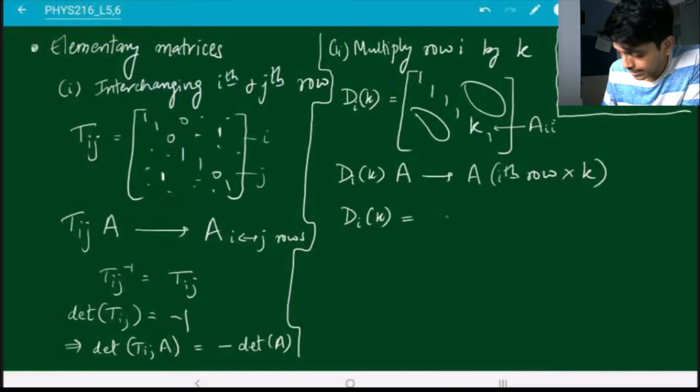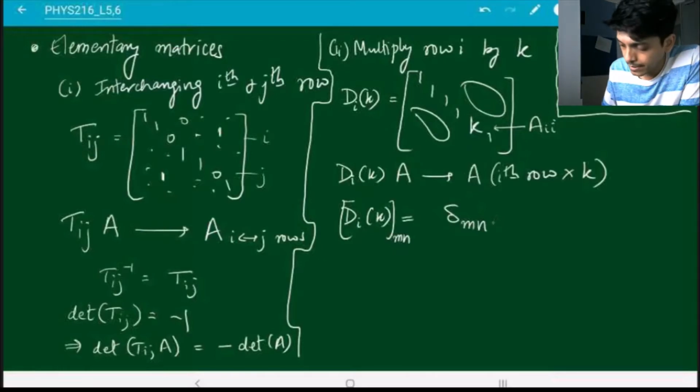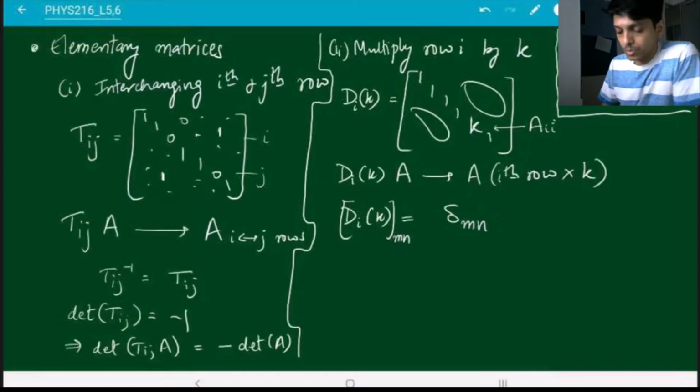Are you familiar with the Kronecker delta? The mnth element of this matrix is just the Kronecker delta, except that when m and n are both equal to i, then you have a k instead of having 1 over there. So how would I write this?